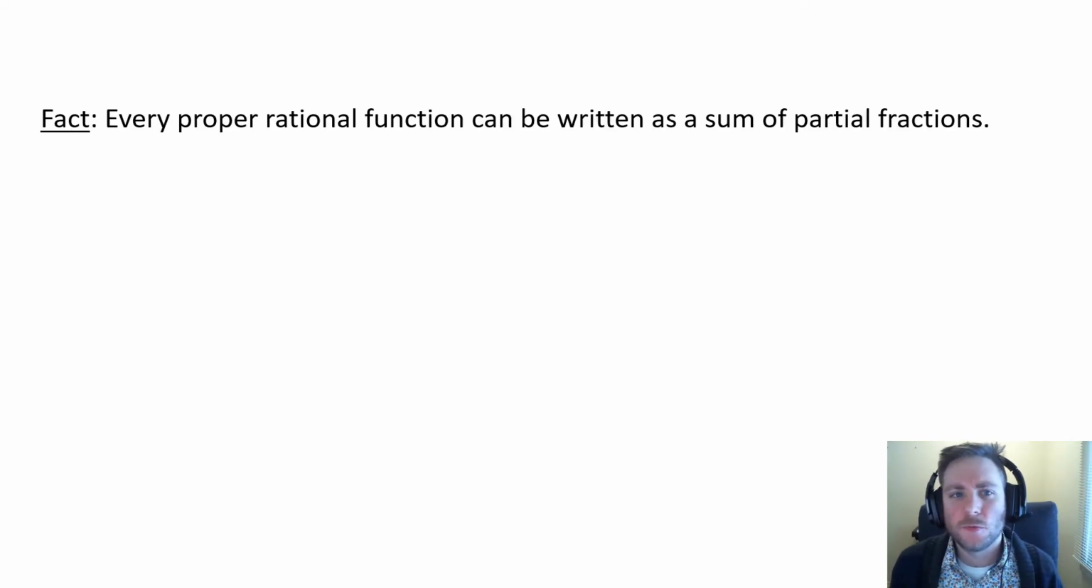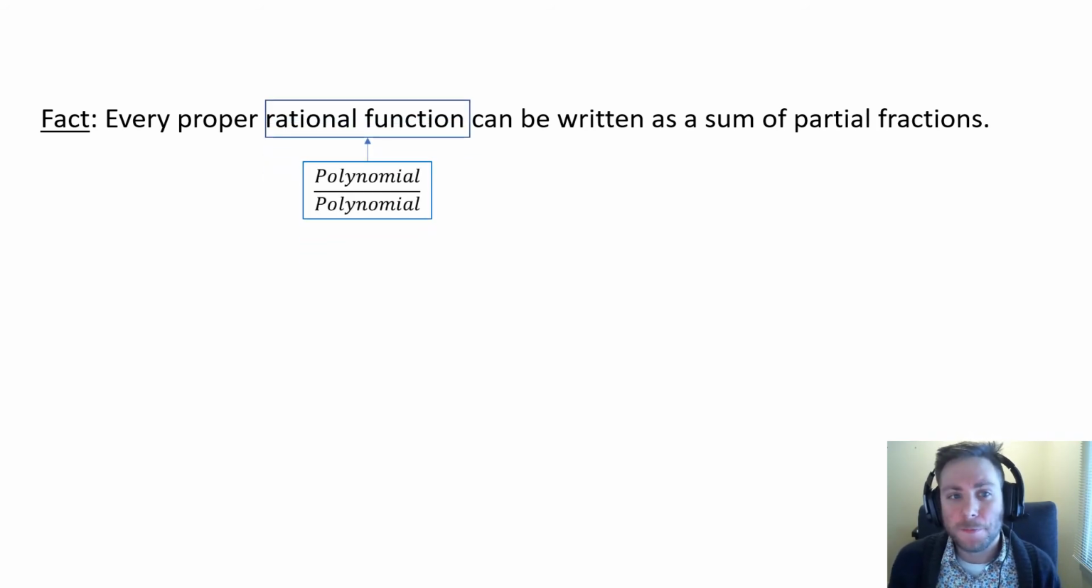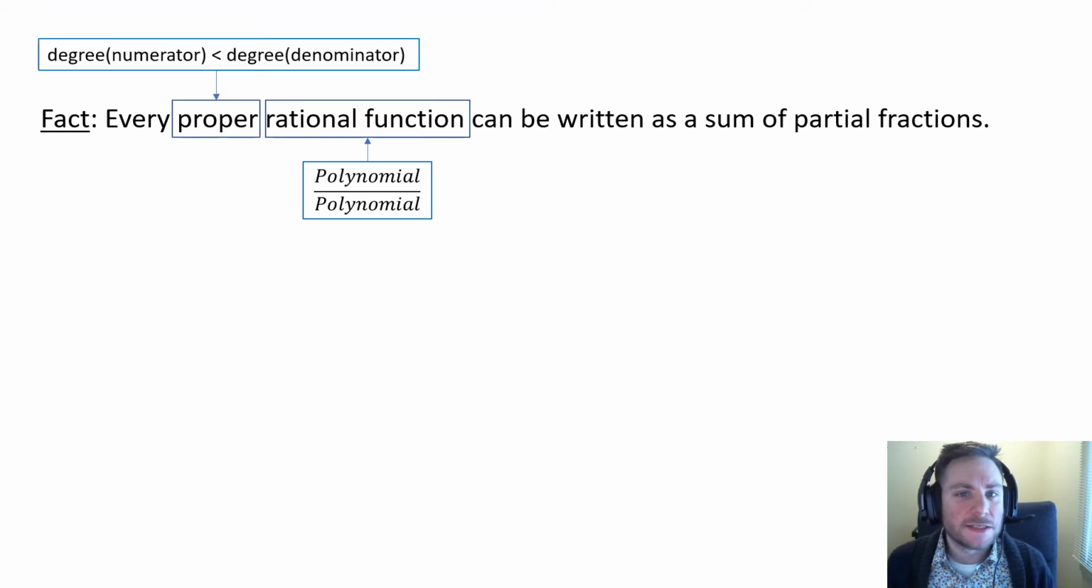So here's the reason why this definition I gave you is important. It turns out that every proper rational function can be written as a sum of partial fractions. So let's break down the meaning of this statement. A rational function is something of the form polynomial over polynomial. But what do I mean by proper rational function? Well, that means that the degree of the numerator is smaller than the degree of the denominator. And remember that degree just means the highest power of x that appears in the polynomial.